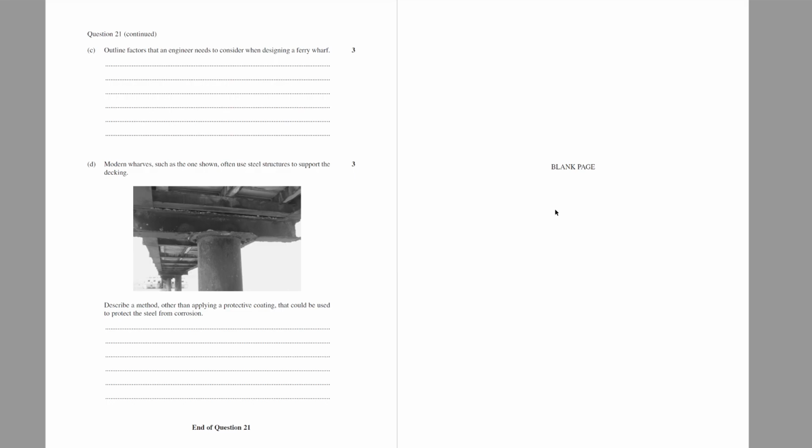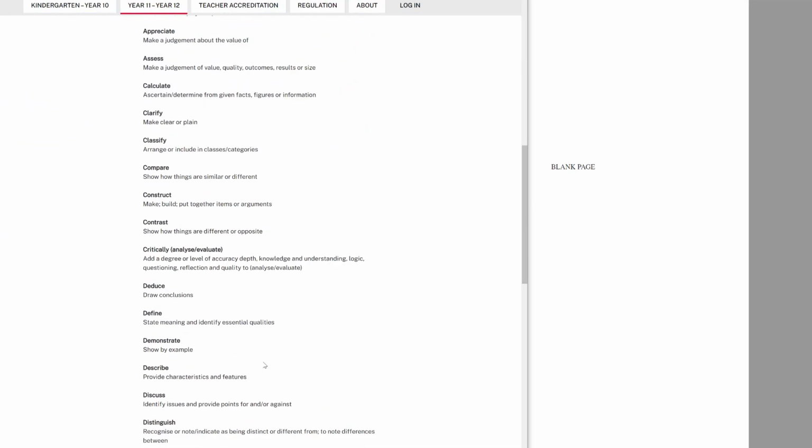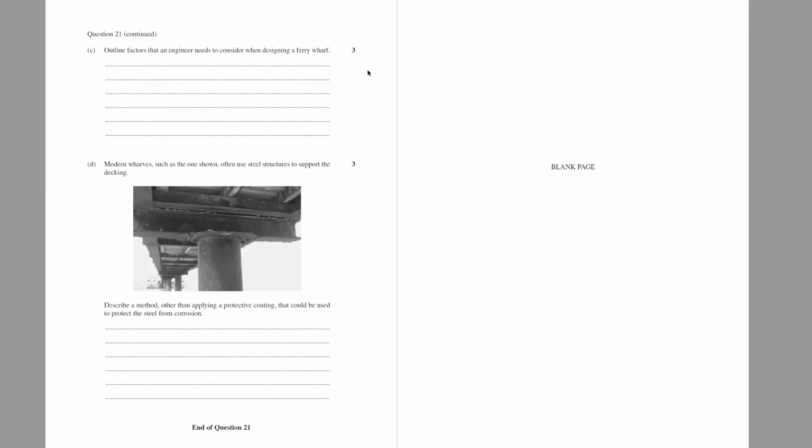I think if you had these sorts of questions, 3 marks. Outline is one of the key words. It means sketch out in general terms. I don't like outline. I think outline is the most vague one. And indicate the main features of, right? What does that even mean? Well, for me, it just means it's 3 marks, write 3 sentences. It means 2 good things or 3 general ideas, or 2 answers explained well. That's been my experience.